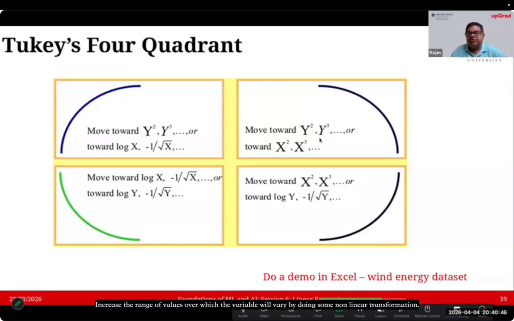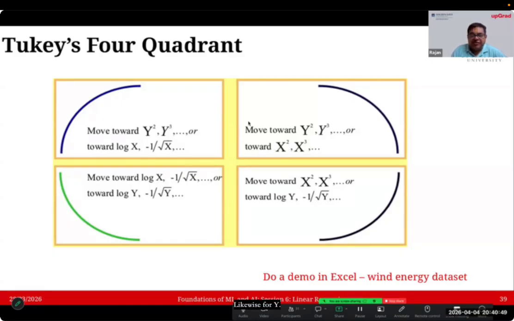Just think of this as doing some nonlinear transformation. Likewise for y also you could do this at the data points: y squared, y cubed, on the actual value. On the other hand, if you go to the second quadrant, as y increases, you do the upward ladder, the up ladder, on y.